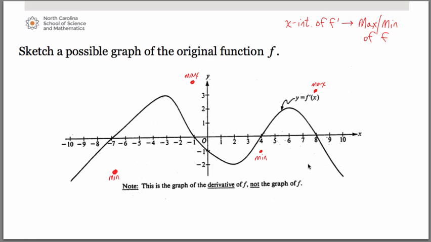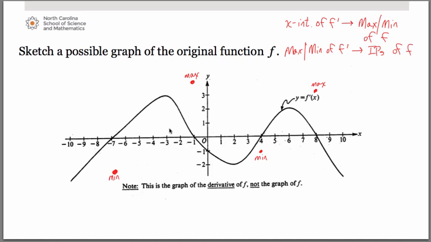Second thing to put in place are inflection points. The inflection points on the original are going to come from the max-min points of the derivative. Once again, working left to right, we have a maximum here. It looks like -3. So I know I'm going to have an inflection point.